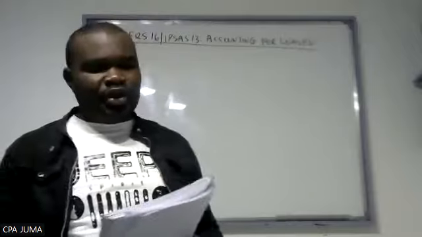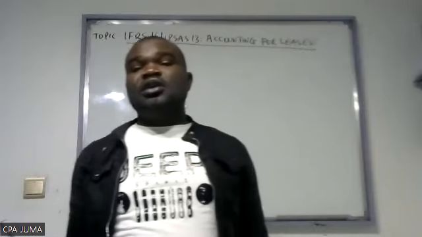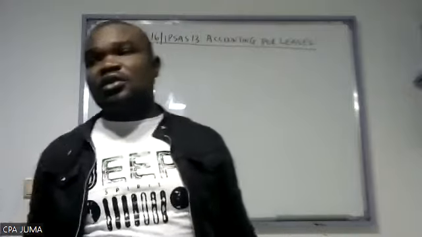Then that is called guaranteed residual value. Then we have interest rate implicit in the lease. It is the rate of interest that the lessee will have to pay, having taken into consideration the present value of the lease payment. So interest rate implicit is just the finance charge or finance income in the lease.